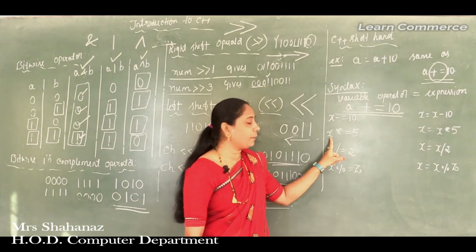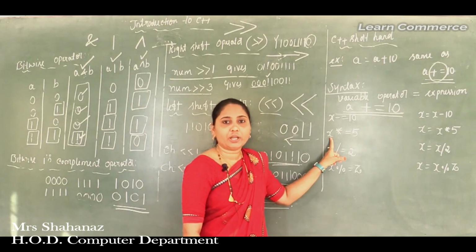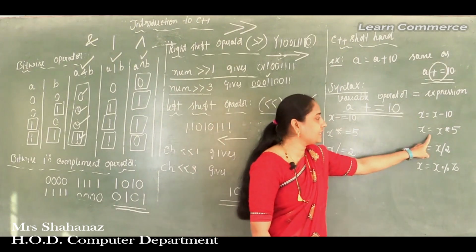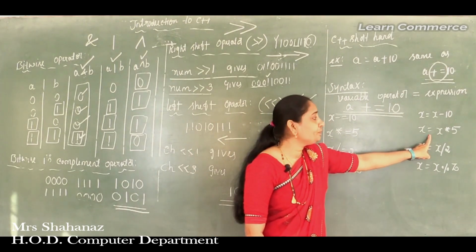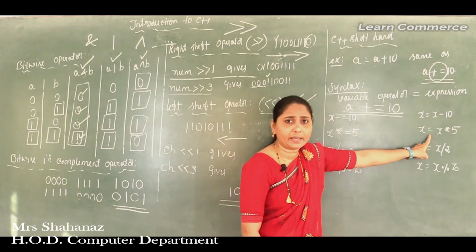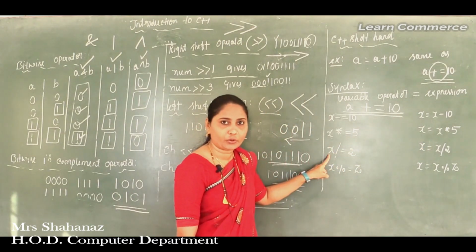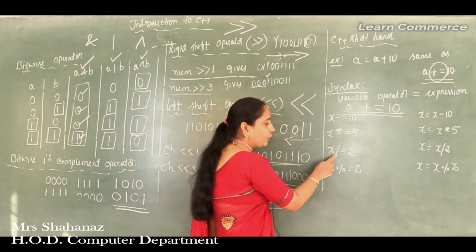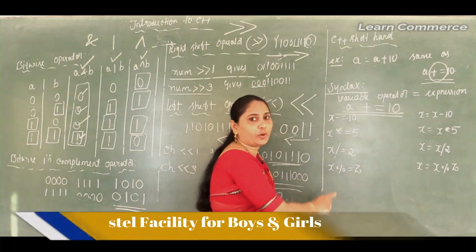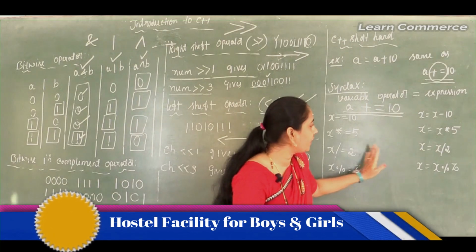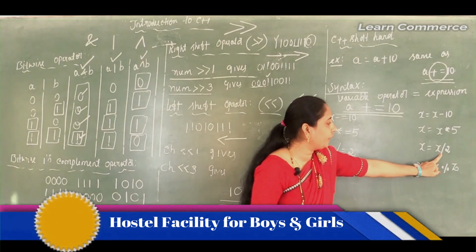The second example: x *= 5 is equal to x = x * 5. And the third example: x /= 2. Clear this one? x /= 2 is equal to x = x / 2.